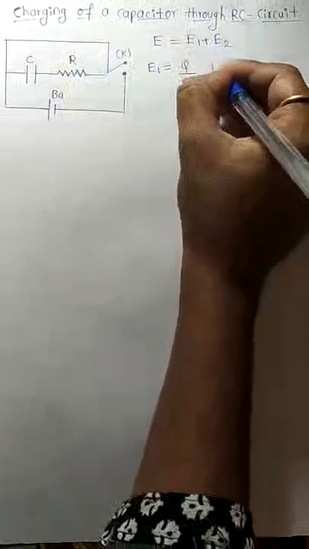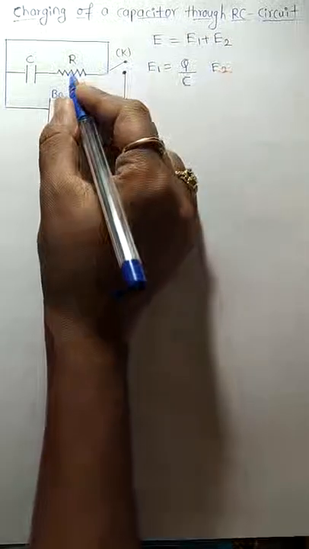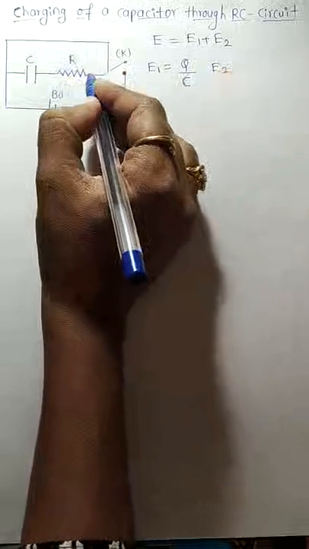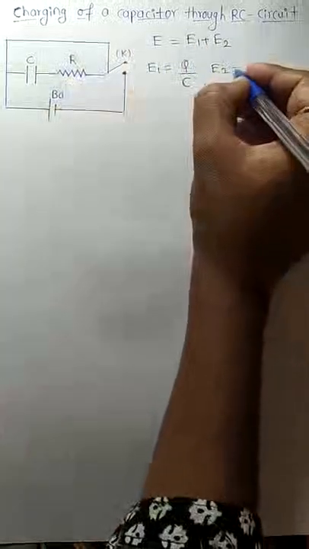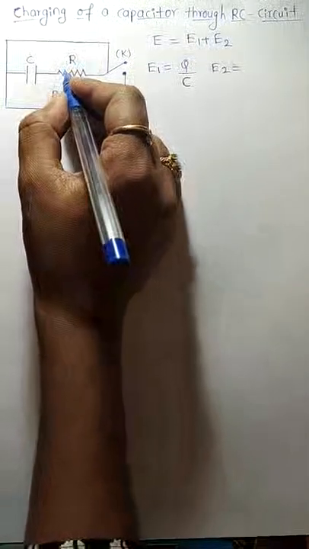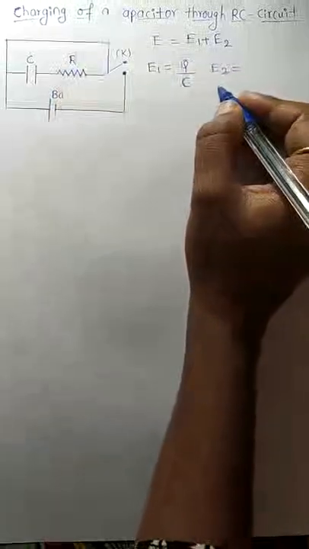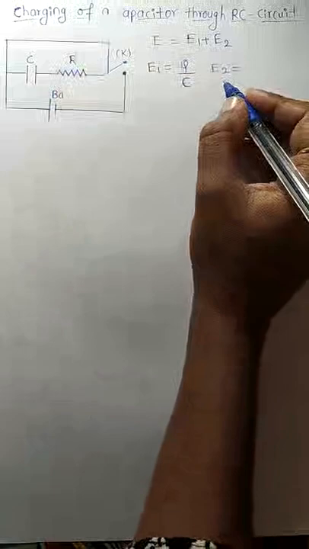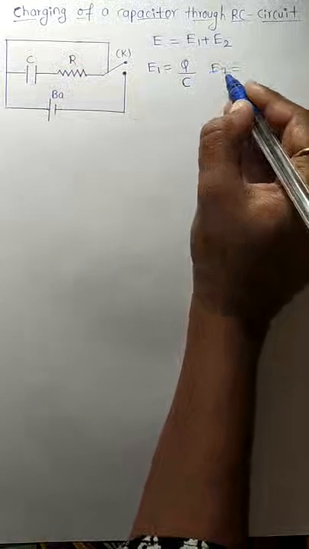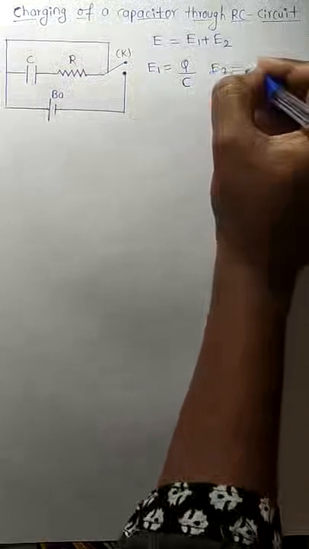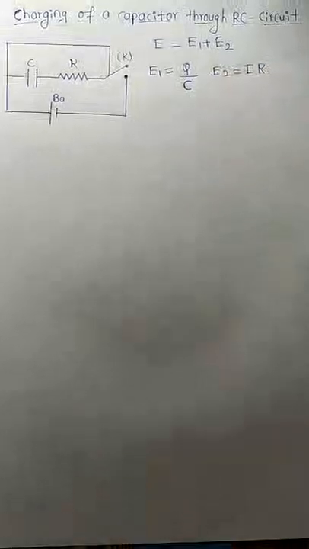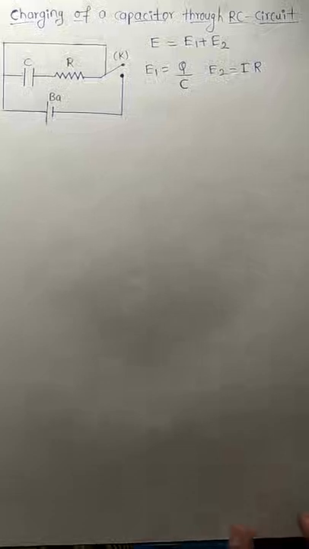So what is E2? E2 is the voltage across the resistor. How much voltage it contains, you know Ohm's law. According to Ohm's law, the voltage across the resistor is phi equal to I into R. But phi here is E2, we note it down. So E2 is equal to I into R. So shall we write like this? E2 is equal to I into R we got.